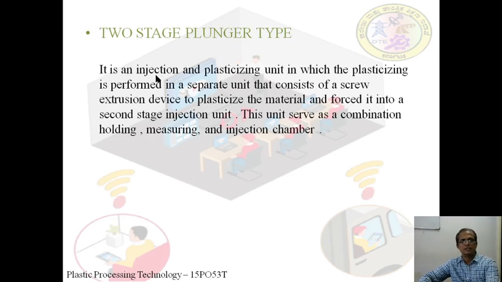Now let us discuss the two-stage plunger type machine. In our previous slide we have seen one extra arrangement for melting the material, that is the plasticizing unit, and one more separate unit, that is the injection unit. So an extra plasticizing unit is incorporated so that the capacity of the machine can be increased, efficiency improved, and quality can be improved by this kind of combination.